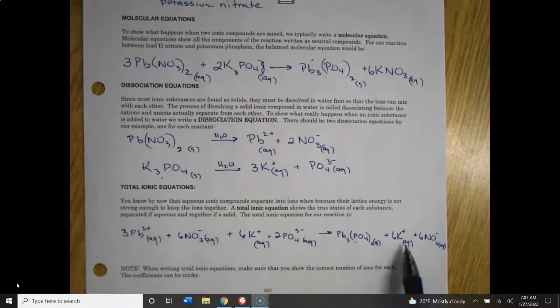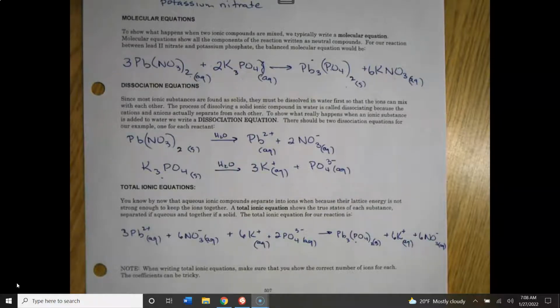6 nitrates on each side, that's what you want to show. 3 leads, that's what you want to show. 2 phosphates, that's what you want to show. So these coefficients actually maintain the balance. And like I said, if you did an actual physical tally, you would see that these numbers are the numbers that you had when you did the physical tally to balance the equation. All right, so we're almost done.